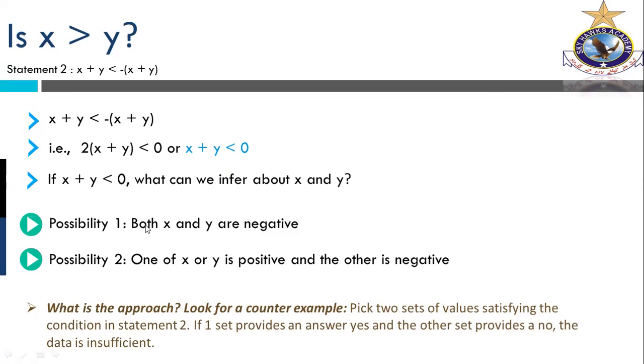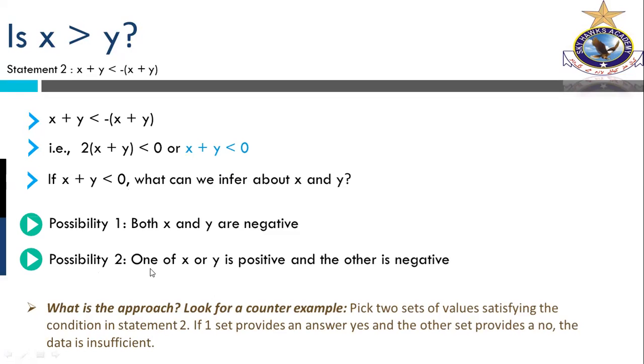Two negative numbers, although we are adding, but the sign is negative. So if we are considering both x and y negative, then we can say that their sum is also a negative number. Possibility 2, one of x or y is positive and the other is negative. So in this way, whatsoever we are doing, one must be greater than the other.